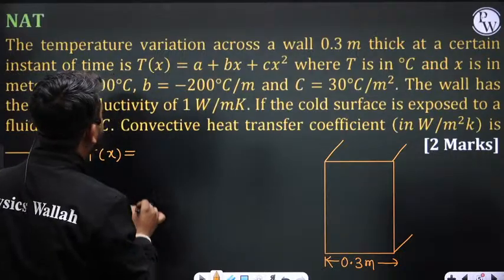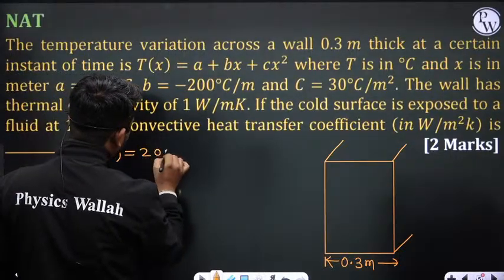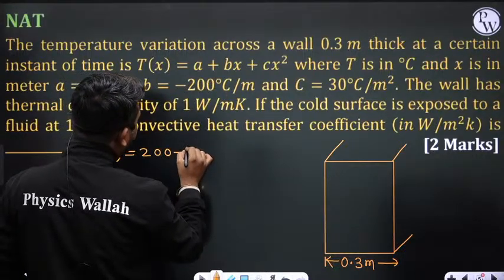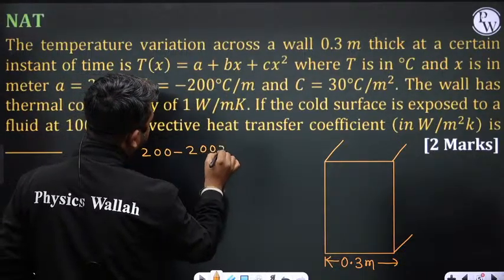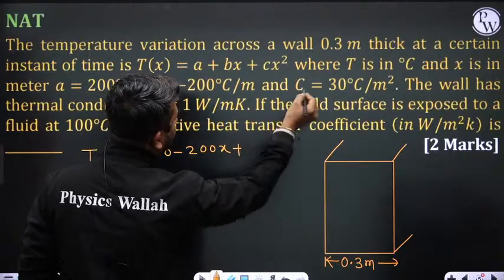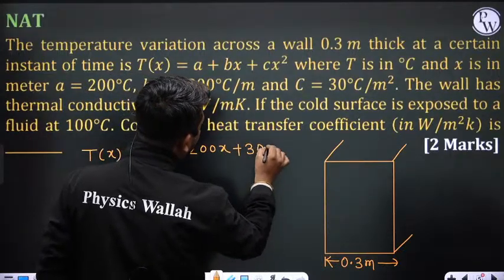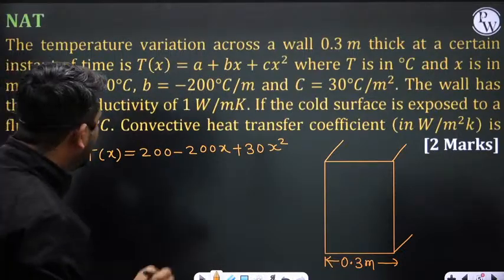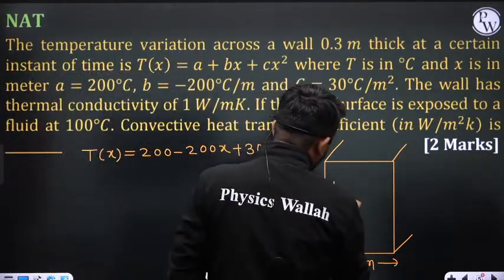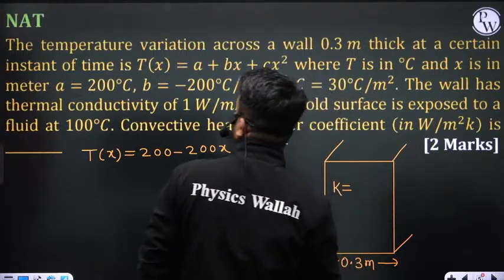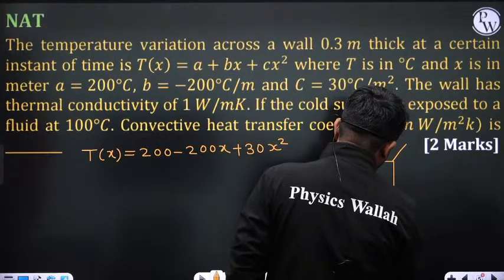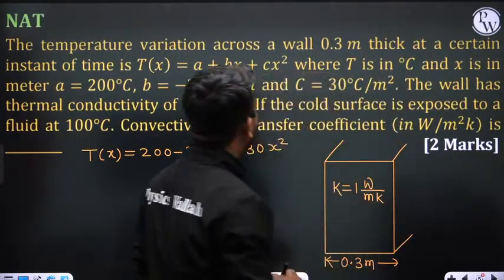200 minus 200x plus 30x square. So this is the variation of temperature. The wall thermal conductivity is given, which is K is equal to 1 watt per meter Kelvin.